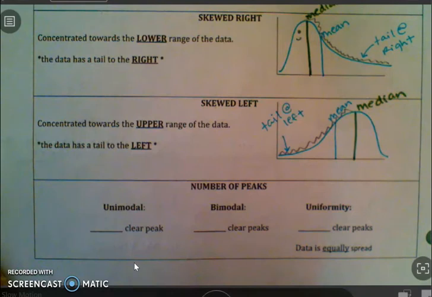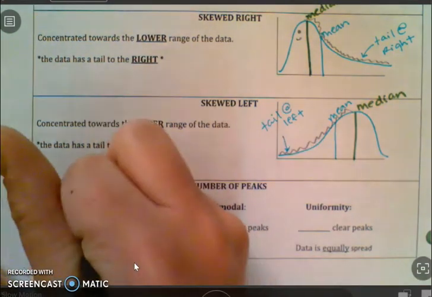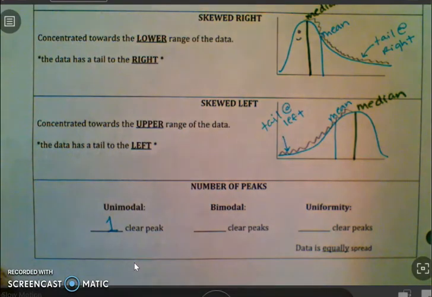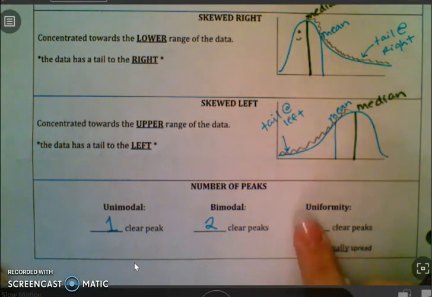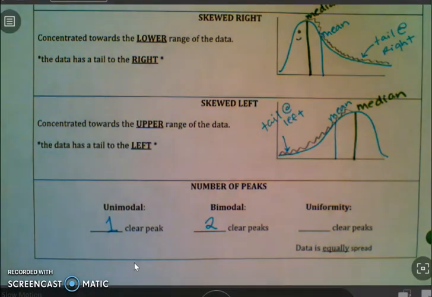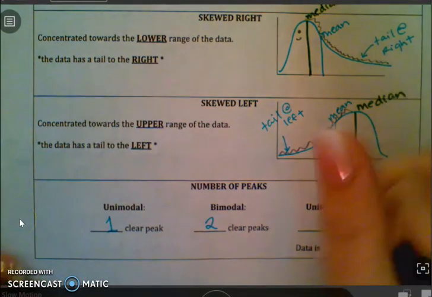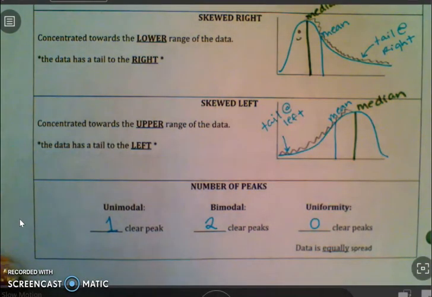Okay, the last thing we have for these notes is the number of peaks. So unimodal, think a unicycle. There's one wheel on a unicycle. So there's going to be one clear peak on a unimodal graph. Bimodal, like a bicycle, has two clear peaks. And uniformity has 0 clear peaks.